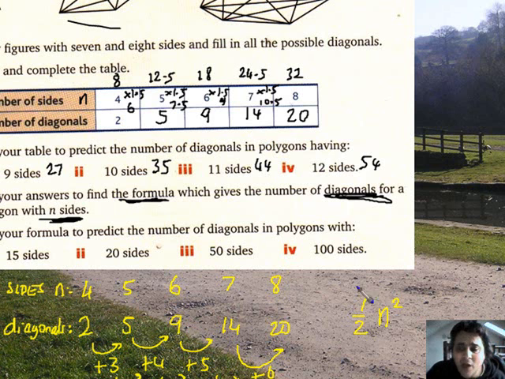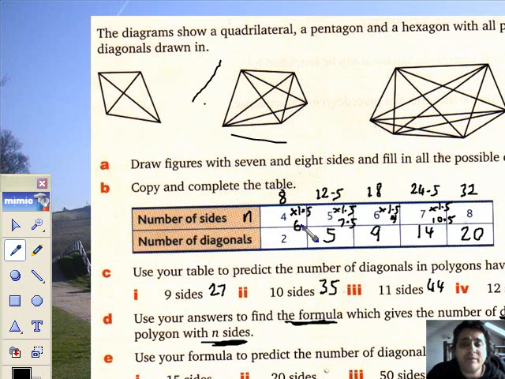Basically what I'm doing is taking away 1.5 lots of n. Let's just say that again. 4 times 1.5 is 6. 8 take away 6 is 2. 5 times 1.5 is 7.5. 12.5 take away 7.5 is 5. Therefore, I've found the second part of the sequence in a way by trial and improvement.